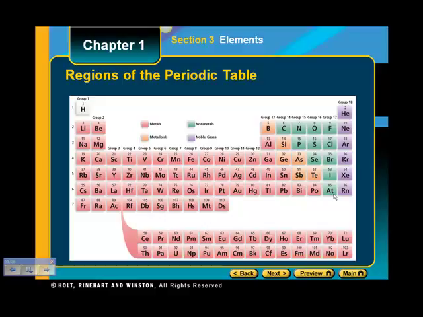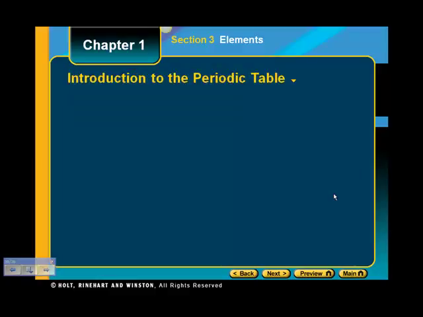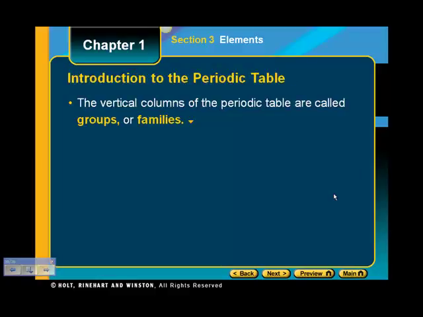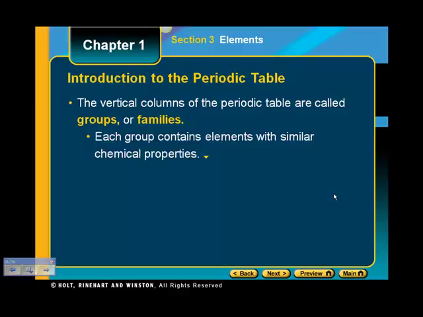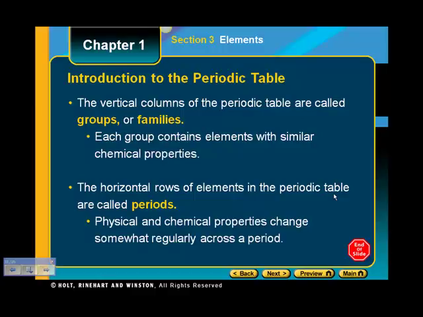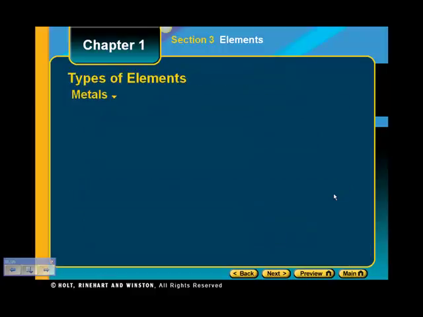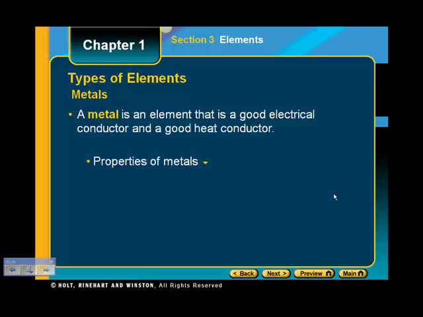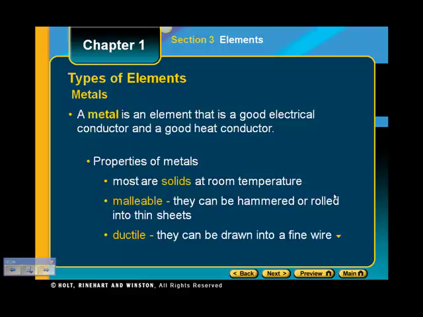Now, last thing, the periodic table. Hopefully you've all studied the periodic table before, so I'll go through this kind of quickly. But vertical columns are called groups or families, right? And horizontal rows are called periods. And we have three basic types of elements on the periodic table. You have metals, usually good conductors. They are solid at room temperature, malleable and ductile.